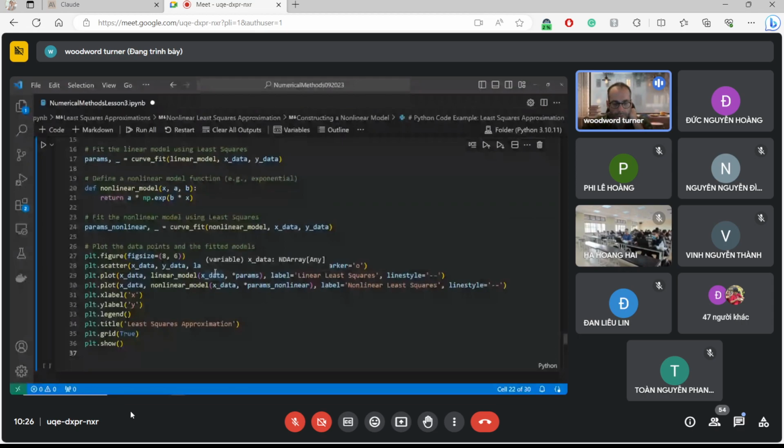I've added some labels for the legend here, and the line style, like I said, is dotted. We had an X label, a Y label. The legend will tell us which function is which. Least squares approximation for the title. We'll add some grid lines, and then this final line is just to show what's going on. So let's go ahead and run this and see what happens.